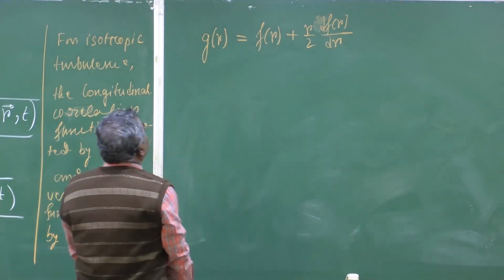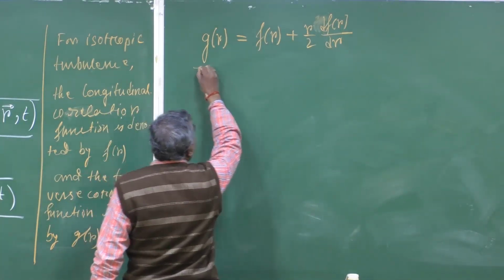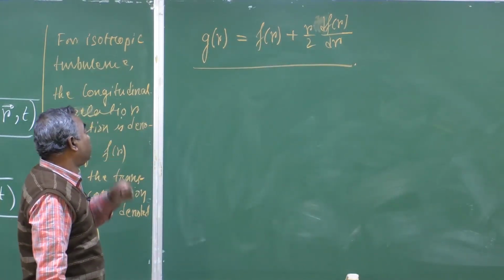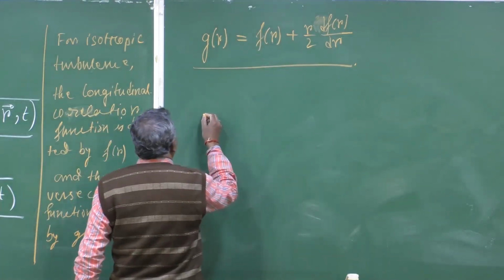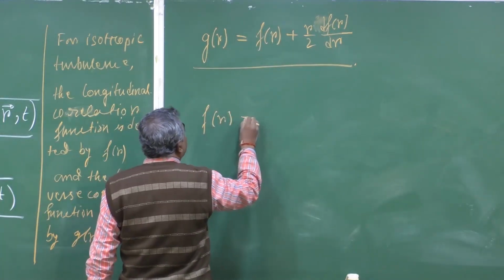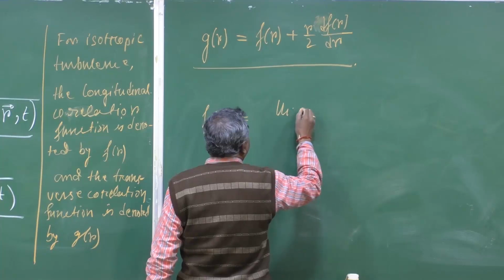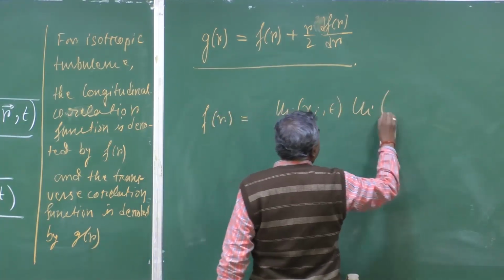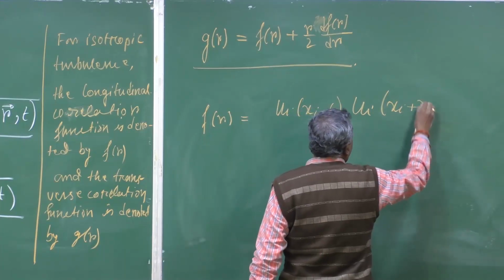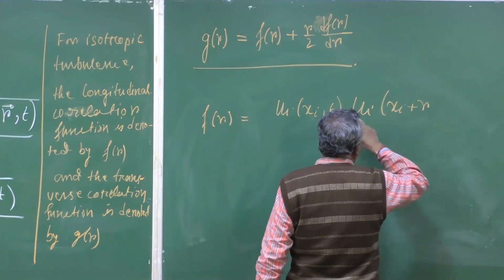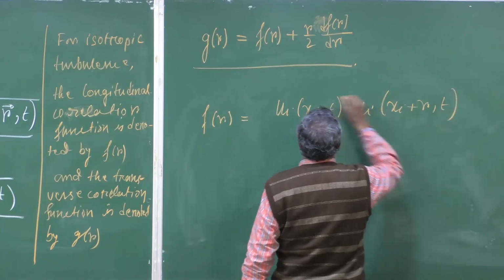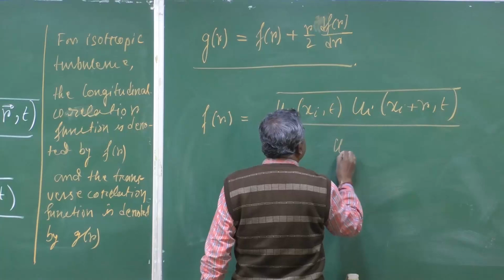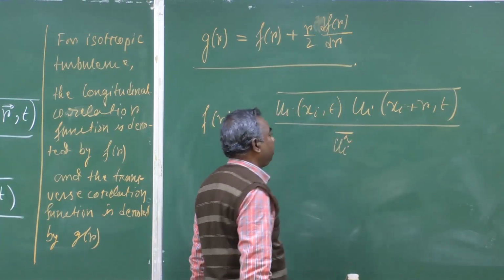This is the relation for isotropic turbulence, keep it in mind. So, we understand what f(r) is. f(r) is defined as u_i(x_i, t) u_i(x_i + r), where this r is parallel to u_i. In this case, the denominator is essentially u_i square bar.